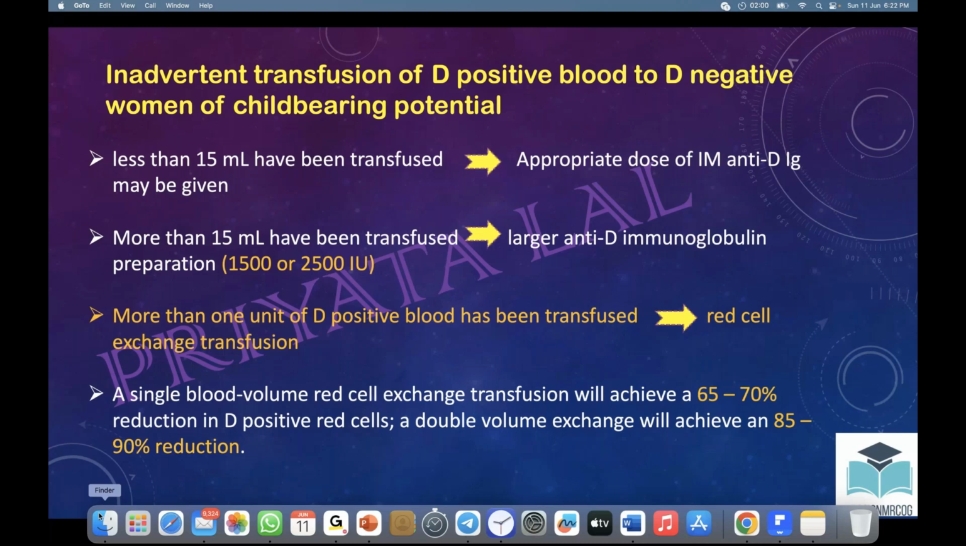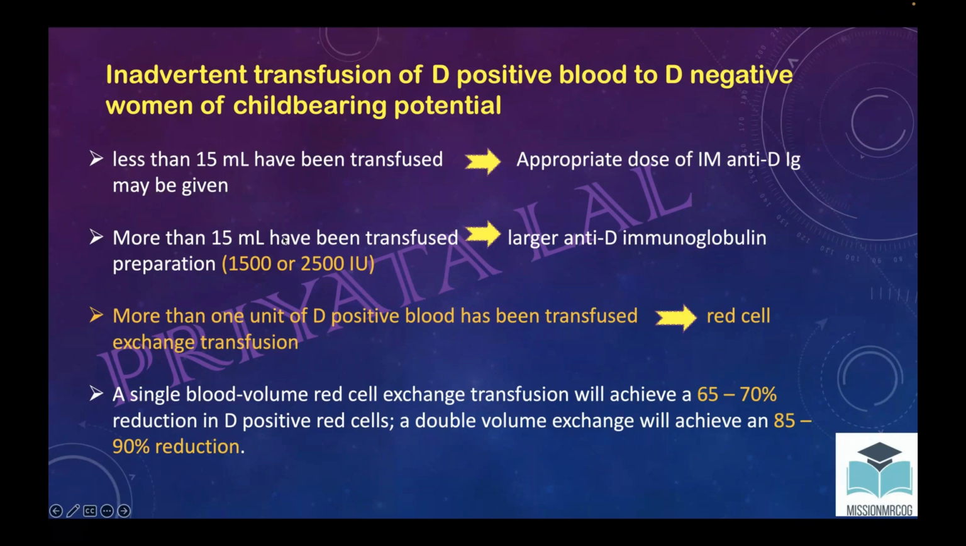Okay, so what will happen if unknowingly RH positive blood has been given to an RH negative mother? Now if it is less than 15 ml, then IM antibody can be given. But if it is more than 15 ml, then a larger amount of anti-D would be given. In that situation, it will be either 1500 or 2500 international units, and this much amount cannot be given IM, so it will be given IV.